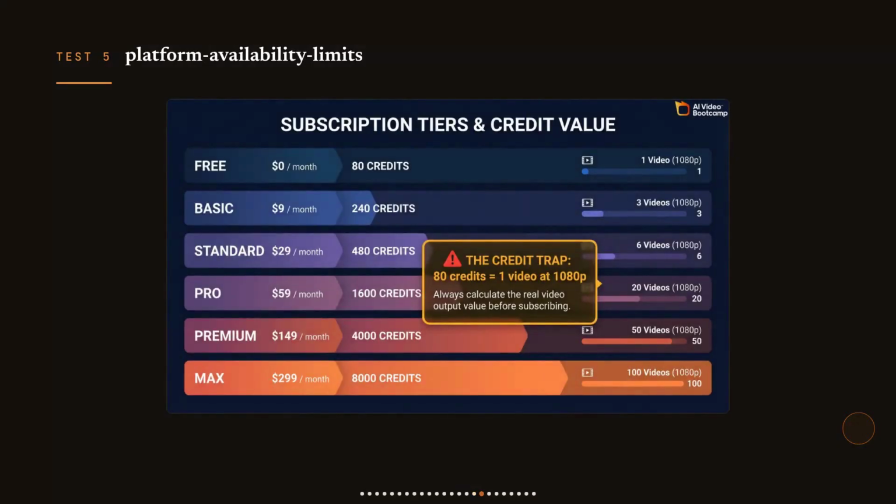Test 5. Platform availability and rate limits. 20 requests per minute versus 10. You hit the rate cap during a batch job at peak hours and your whole pipeline stalls. And that's not a minor inconvenience. That's a deadline problem. The rate limit is the ceiling you don't think about until you've already hit it.